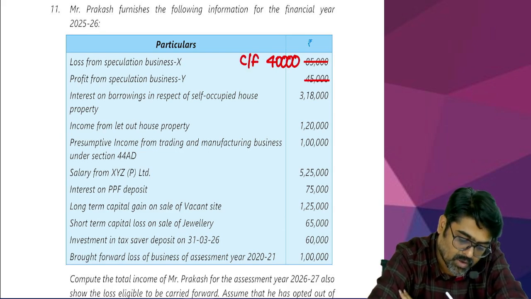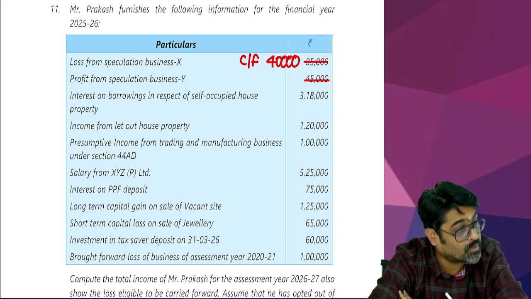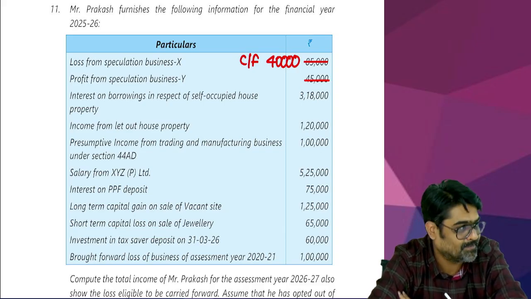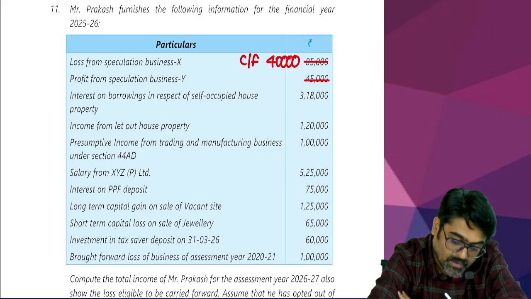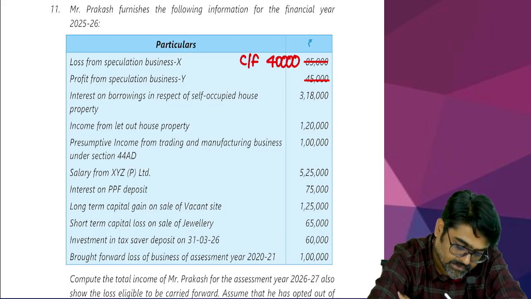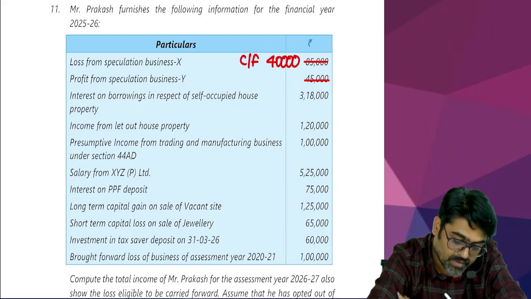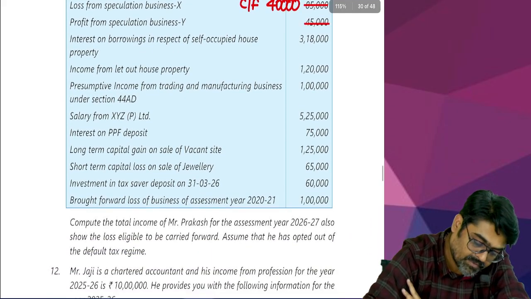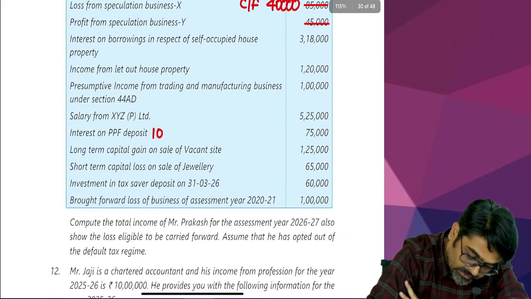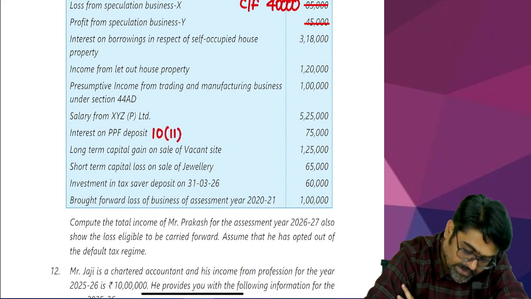Now interest on borrowings in respect of self-occupied house property. This is interest on housing loan, 3,18,000. Income from let out house property, 1,20,000. Understanding? Now presumptive income from trading and manufacturing business under section 44AD. Salary from a company, interest on PPF deposit. Sir, interest on PPF deposit will be fully exempt under section 10(11).